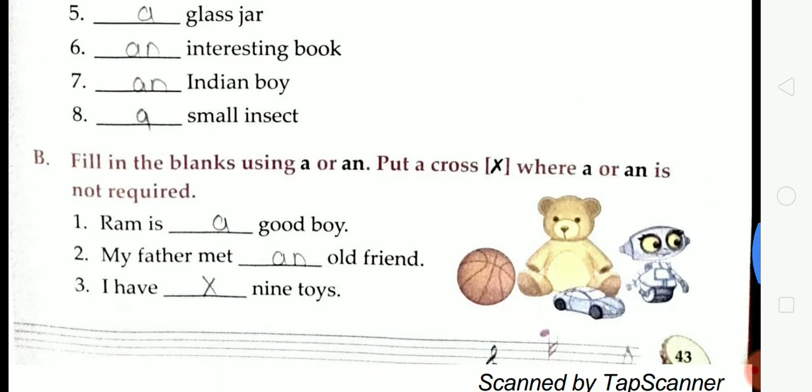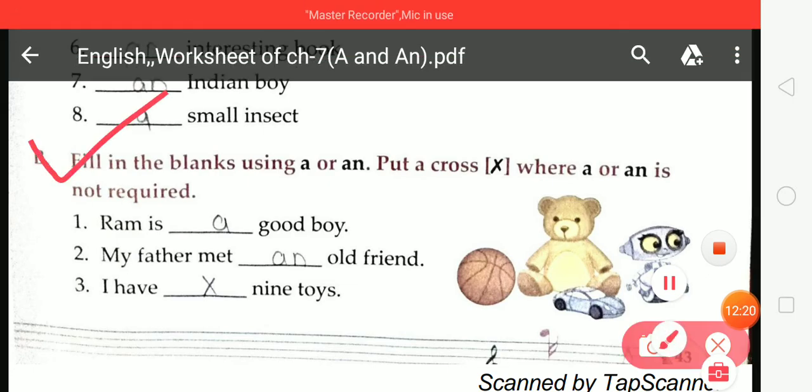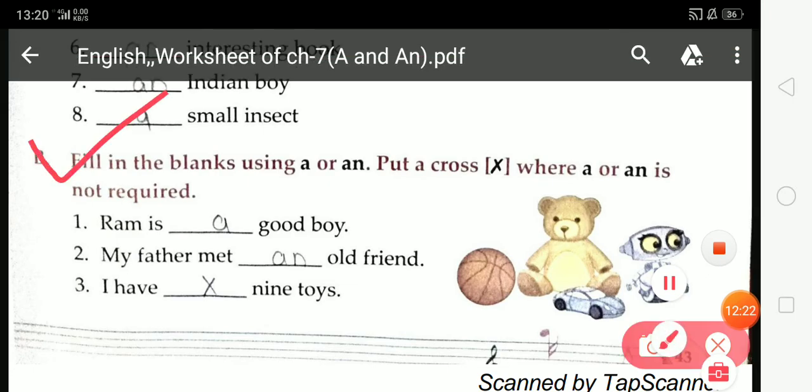Now come on, next exercise. Fill in the blanks using a or an, put a cross where a or an is not required. So student, in this exercise you have to fill all the blank spaces with a or an and put a cross where a or an is not required. So student, you know that we use a or an for one person, one animal, one thing, and we cannot use a or an for more than one person, more than one animal and more than one thing. So student, all these things you have to care about while doing this exercise.